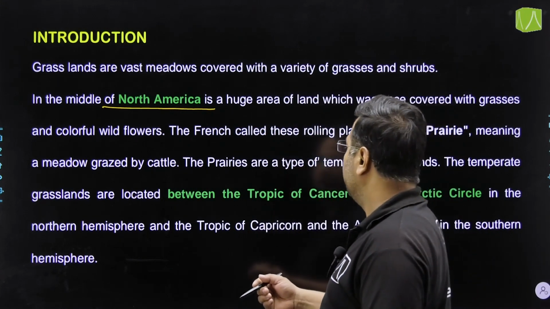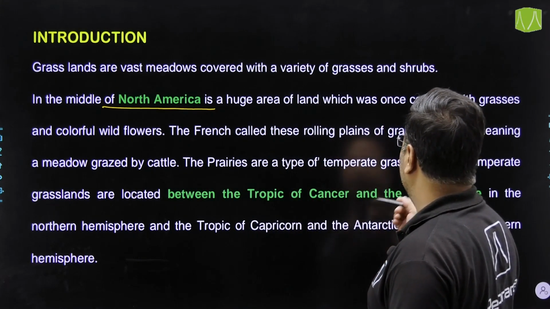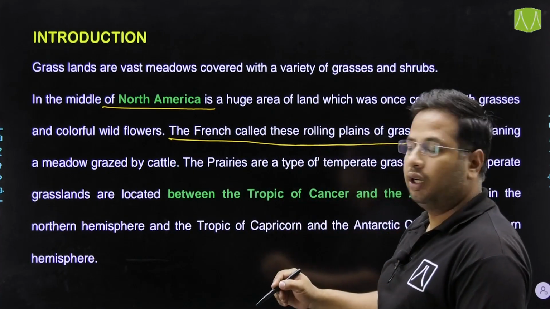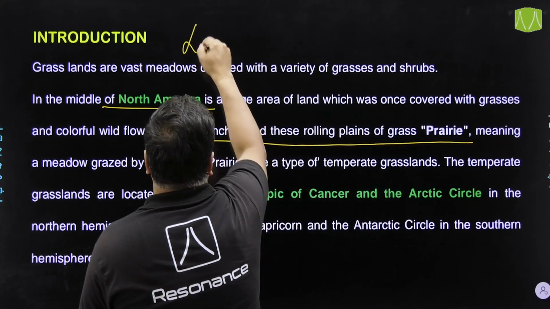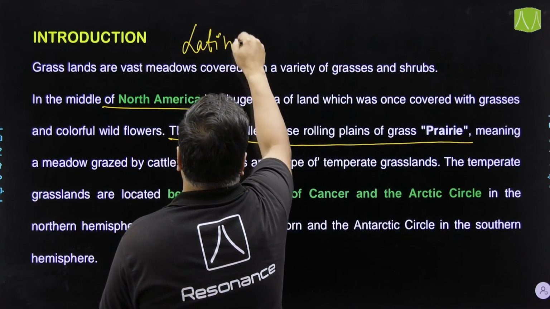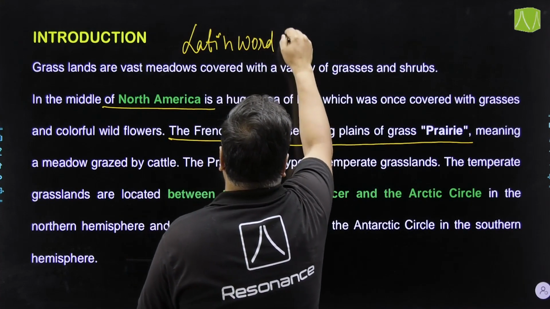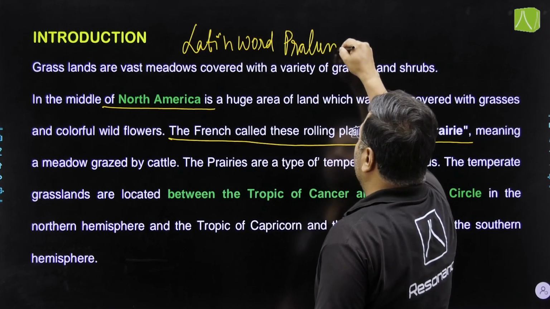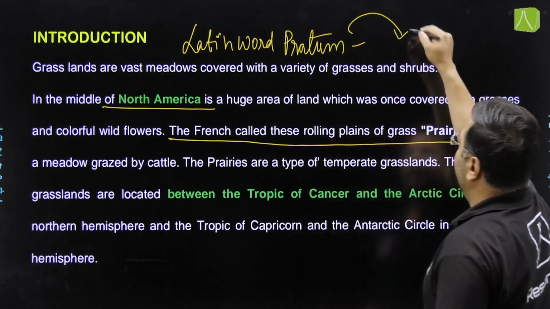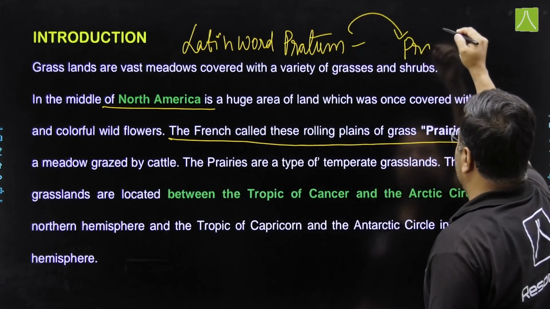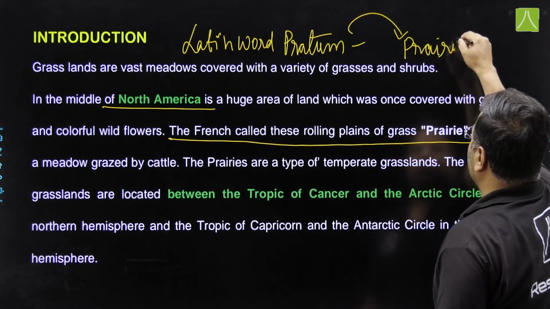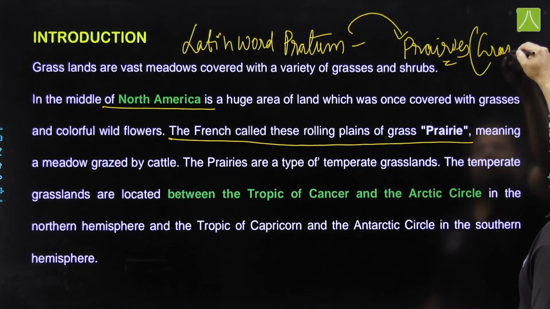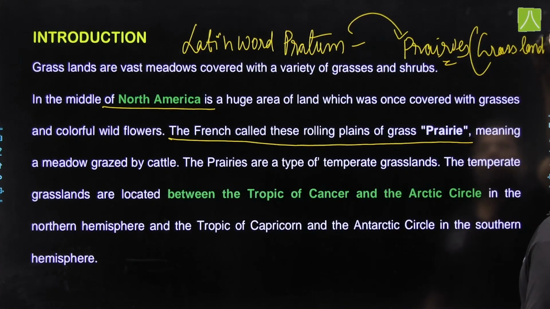Now prairies is a word which comes from French, or the French call them prairies. It comes from a Latin word, and then later came to be known as prairies. Prairies means grassland only, or we can call it a meadow.